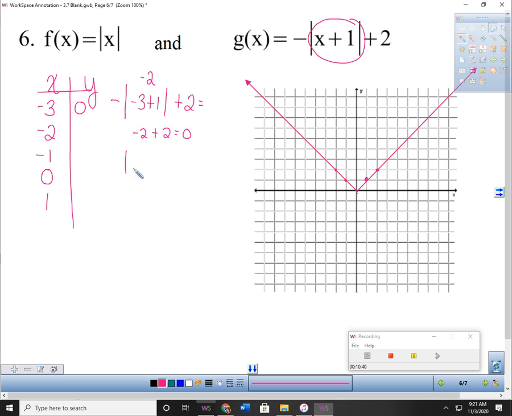Then we do the same thing with negative 2. So negative 2 plus 1, don't forget your negative on the outside, plus 2. So negative 2 plus 1 gives me negative 1, and if I take the absolute value of that, I get positive 1, but I still have that negative on the outside. So negative 1 plus 2, which is 1.